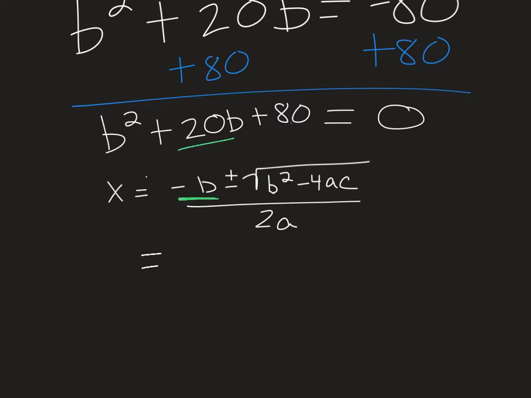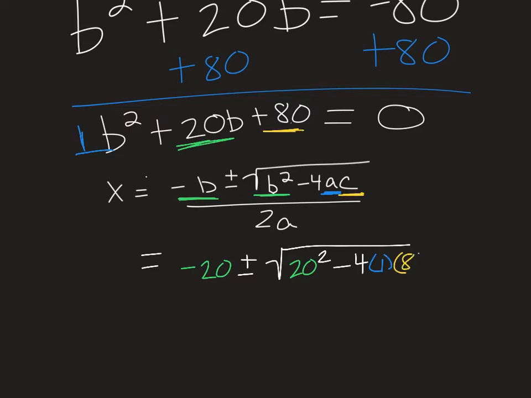So negative b, because my b is a positive 20, that means that I'm going to substitute in a negative 20. Plus or minus is just part of the formula. Square root is part of the formula. B squared, again, b is 20, so I'm going to substitute in a 20 squared instead of a b squared. And then minus 4, which is just part of the formula, times a in this case is equal to that 1 that's in front of that b squared. So 4 times 1 times c, in this case c is 80. And all of that is over 2 times a, which in this case is 2 times 1. So I've substituted everything in correctly.